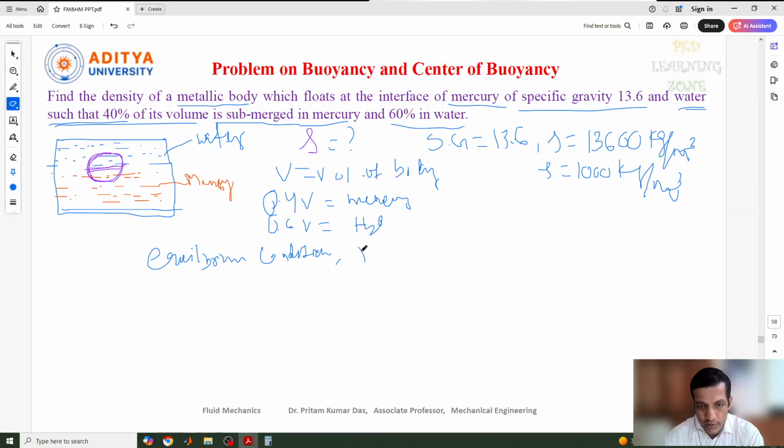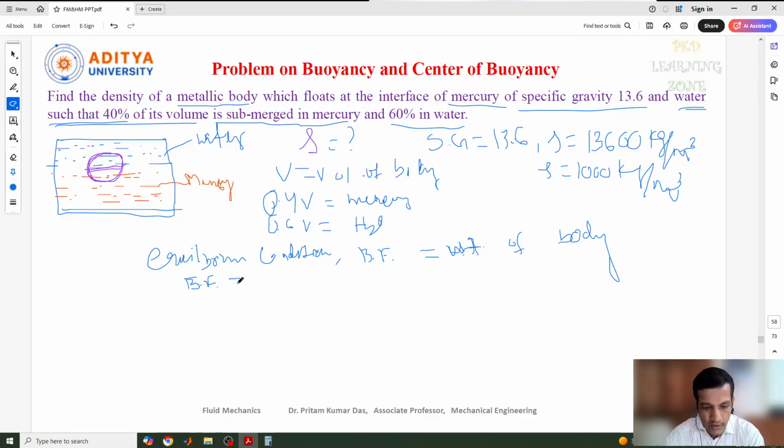buoyant force equal to the weight of the body. The total buoyant force equal to weight of the body. This one we have already studied in the theory class. In the theory lecture we have discussed this one. So now we can write the total buoyant force.